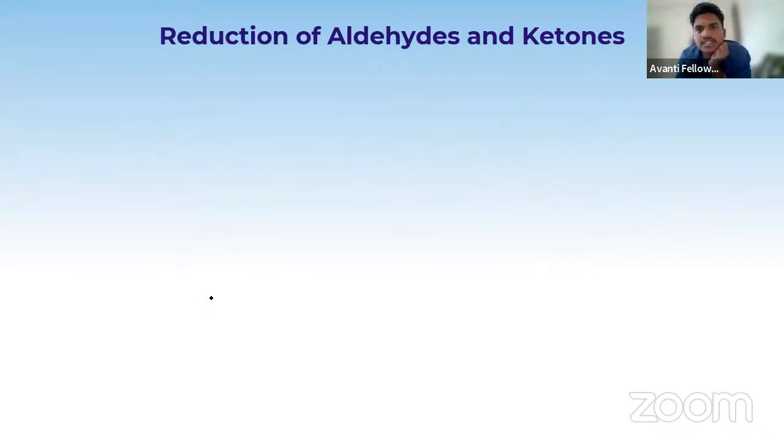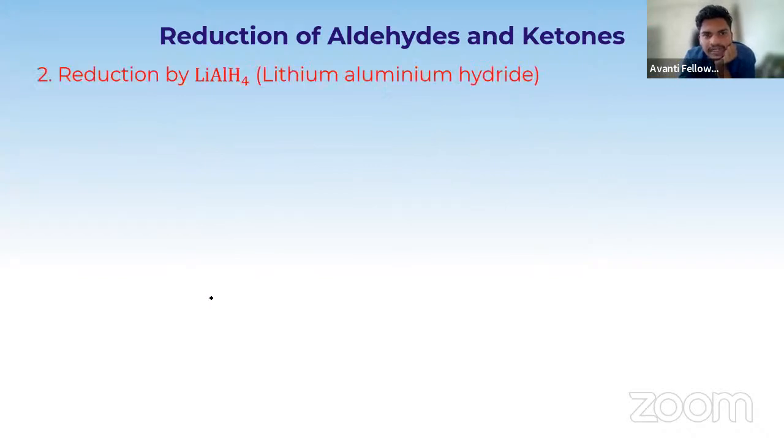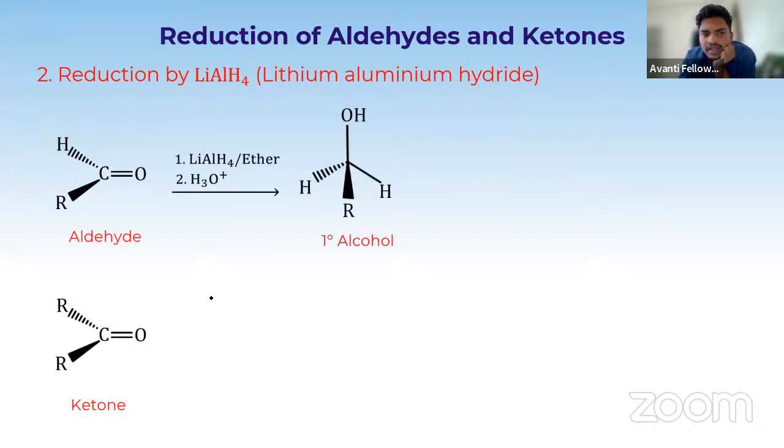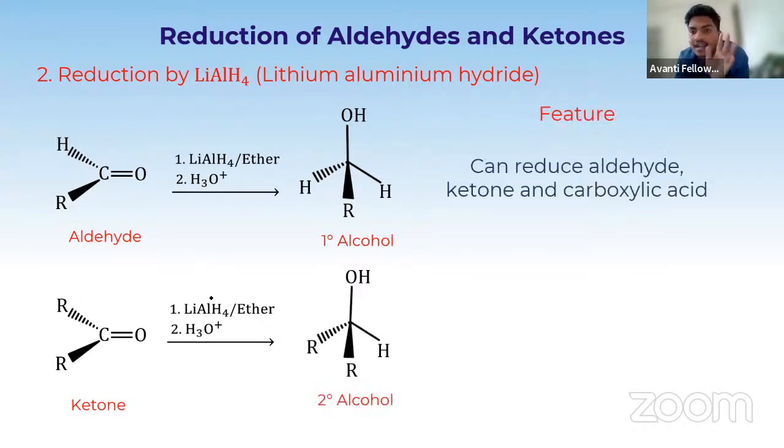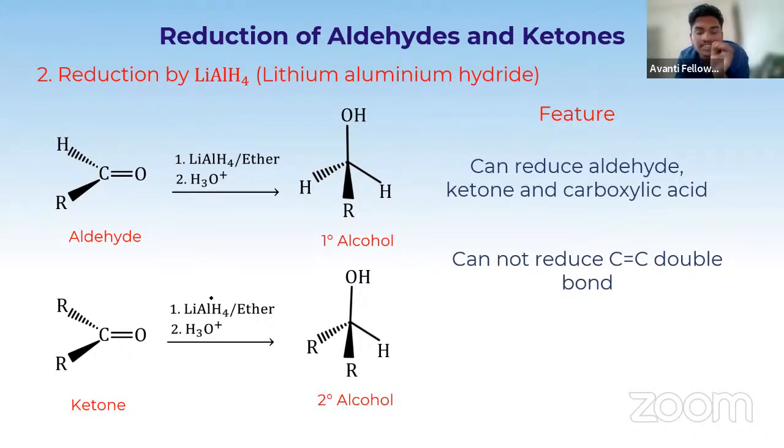Now let's look at the reaction with lithium aluminum hydride. With an aldehyde, same story again, you get a primary alcohol, but followed by hydrolysis. There was no hydrolysis there, but here we have to do hydrolysis. Same for secondary alcohol. The main drawback of this one is that it can reduce only aldehydes, ketones and carboxylic acids. It can't reduce unsaturated double bonds or triple bonds.